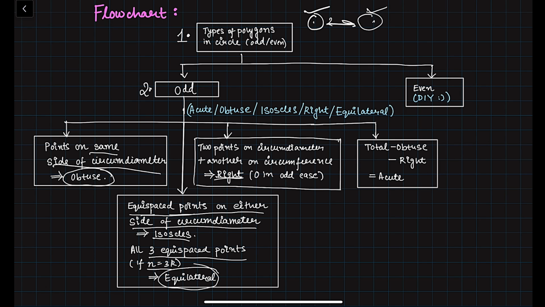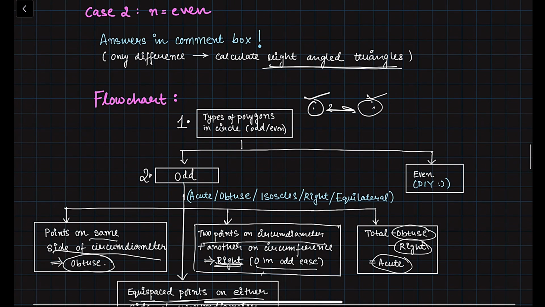And similarly for a right angle triangle, we noticed that 2 points have to be on the circum diameter, and this is not possible for an odd-sided polygon, so it is 0 in this case. The number of acute angle triangles can be found by subtracting the number of obtuse and right angle triangles from the total number of triangles. Okay. So when you solve the even case, I'd also urge you to form a similar flow chart for the even case. This will help you during division. Okay.